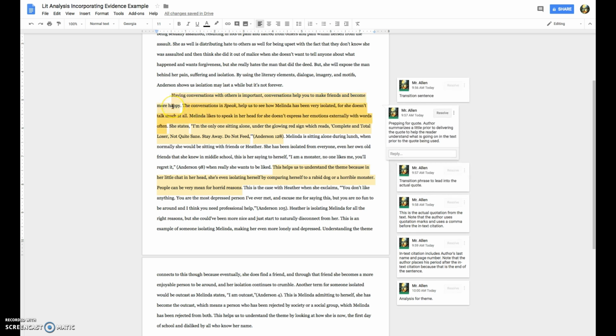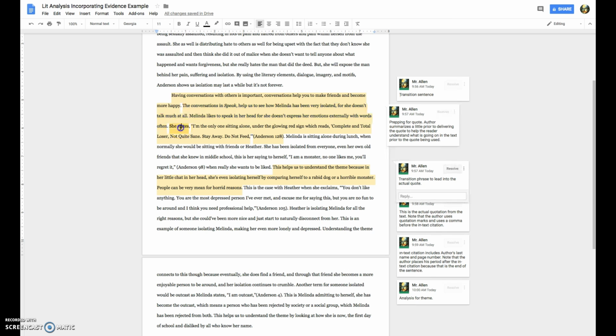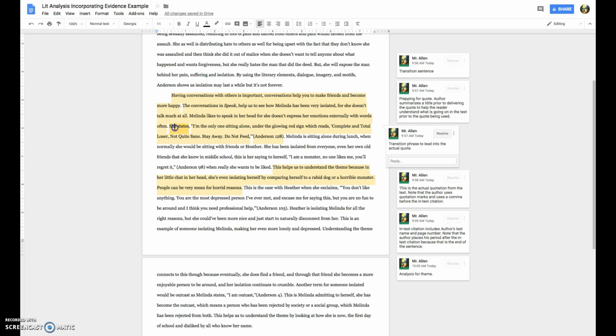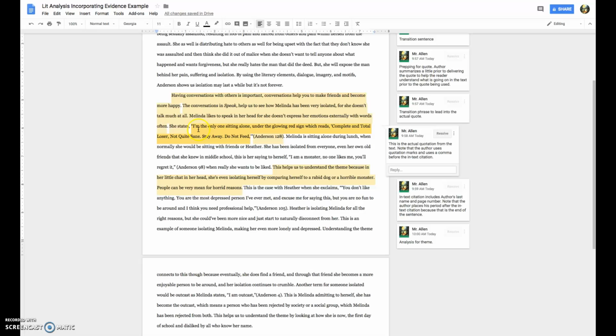Then this author begins to prep for their first quotation from the novel. So the conversations in Speak help us to see how Melinda has been very isolated, for she doesn't talk much at all. Melinda likes to speak in her head. She doesn't express her emotions externally with words often. So it's helping us to understand what's going on in the book so that we get the quote. We then also have this transition phrase to lead in. So she states, Melinda states. So then here's the quote.